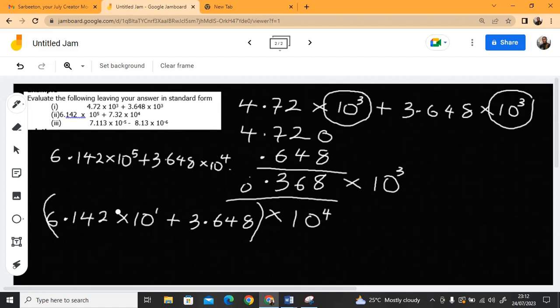Now what you're going to do is convert this number here, which is in standard form, to the ordinary form. Since what is there is raised to the power 1, you move the point forward once. This is minus 1, you move it backward once. So what we have now is 61.42.